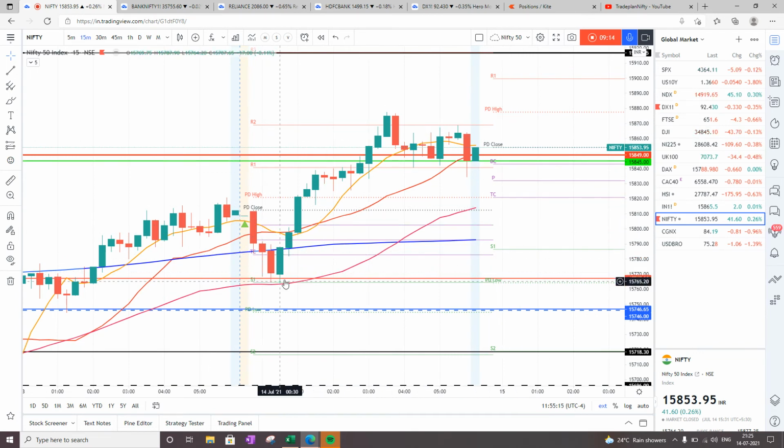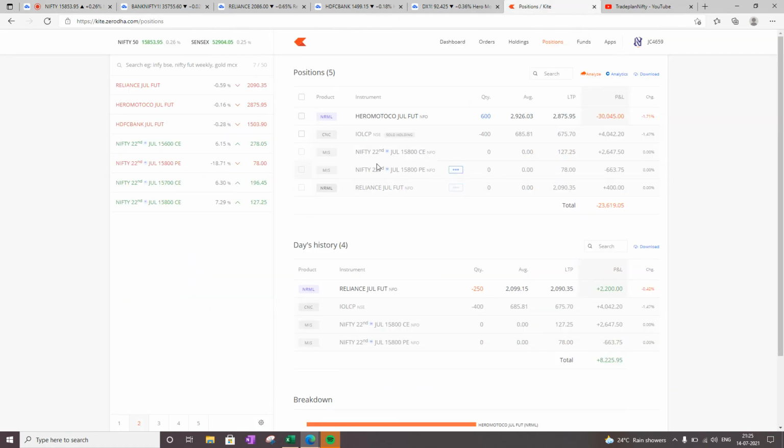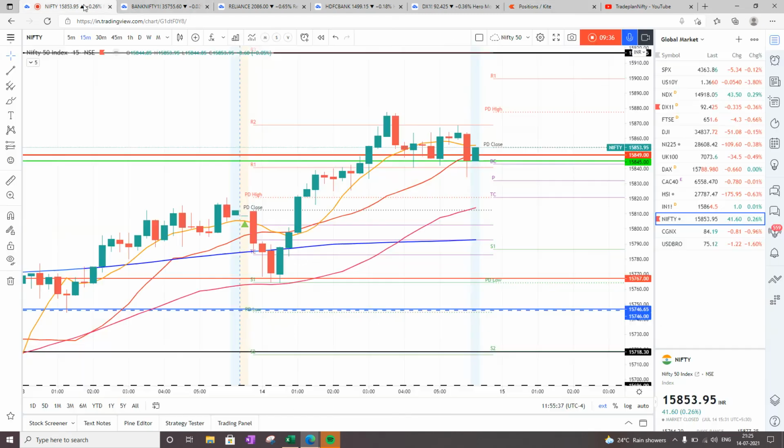What I did, I entered two lots on this particular bar. It moved up, and then on this R1, on this particular doji, I decided to exit with a 20-point profit. Then I thought that the market would reverse from here, and I took a PE position, and then I took a 10-point loss, and then I did not trade for the whole day. So overall, this is my CE position, around 20-point profit, and this is my PE position, which is almost around an 8 or 9 point loss. So overall, I made around 10 points today, but good learning.